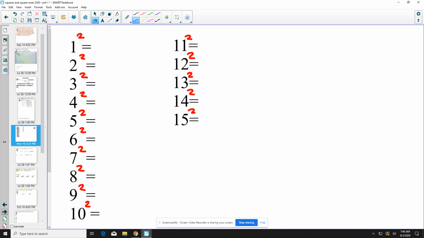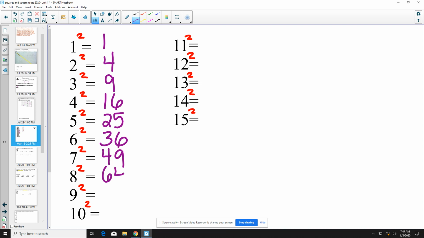So when we square a number, we take that number times itself. So 1 squared would be 1 times 1, 1. 2 squared would be 2 times 2, 4. 3 squared would be 3 times 3, 9. 4 squared is 4 times 4, 16. 5 squared is 5 times 5, 25. 6 squared would be 6 times 6, 36. 7 squared is 49. 8 squared, 64. 9 squared would be 9 times 9, 81.